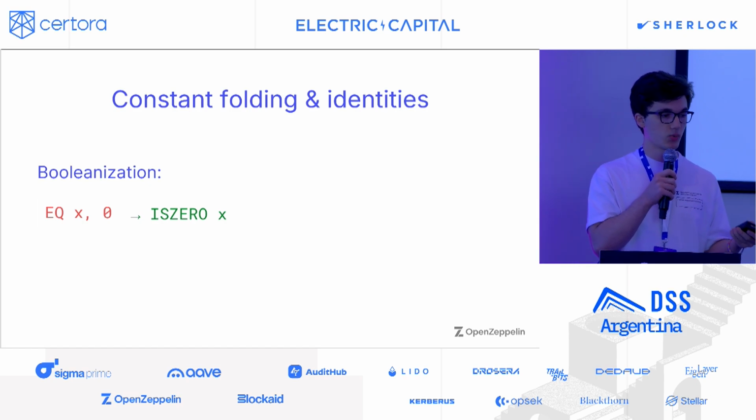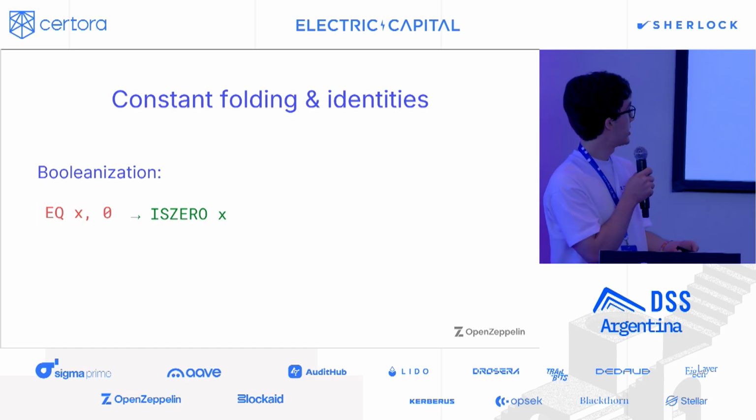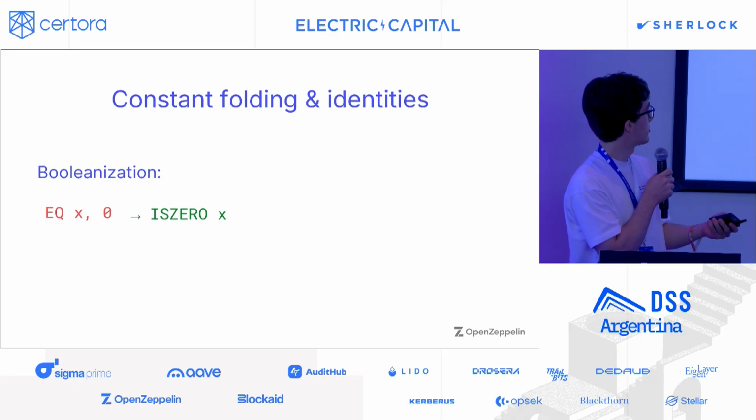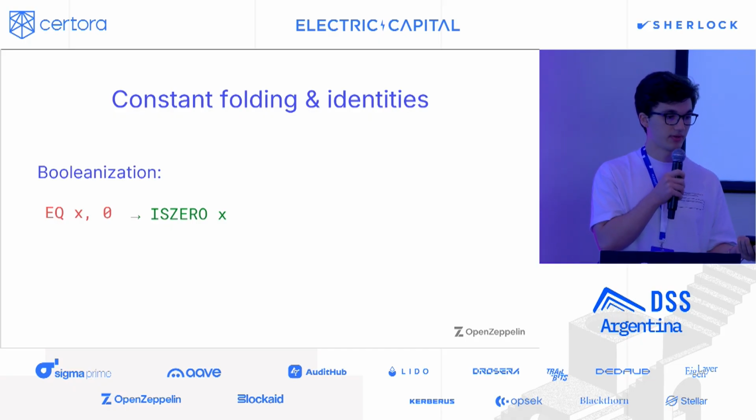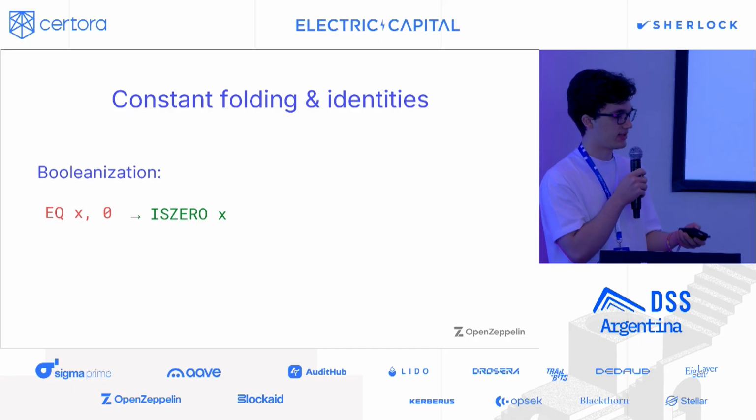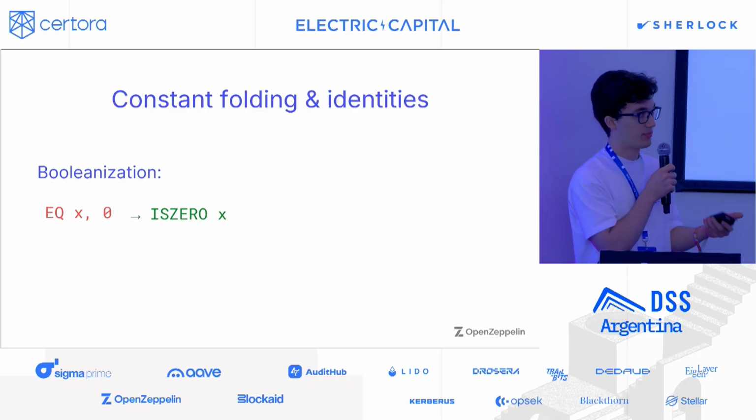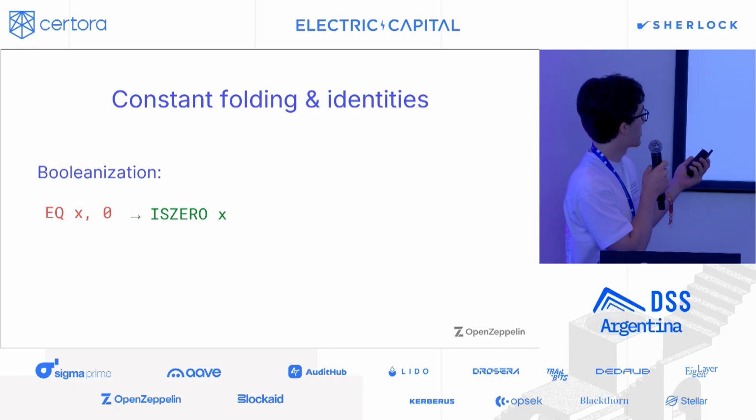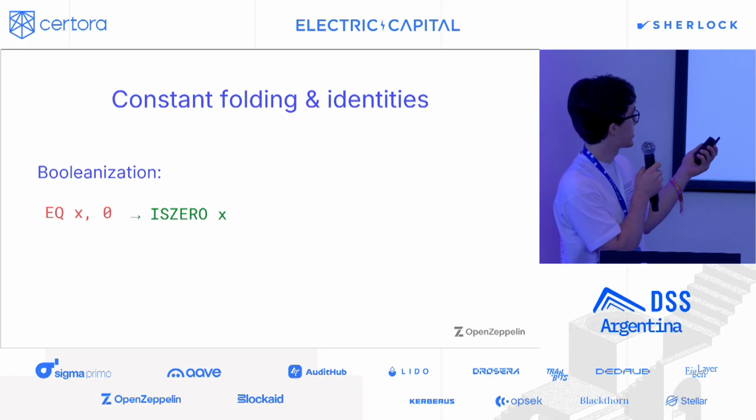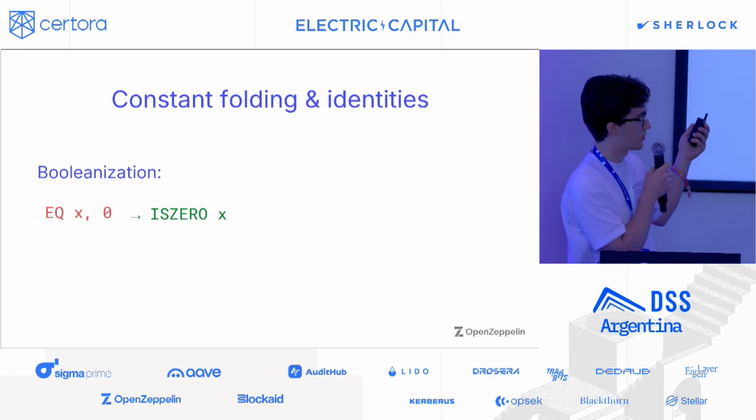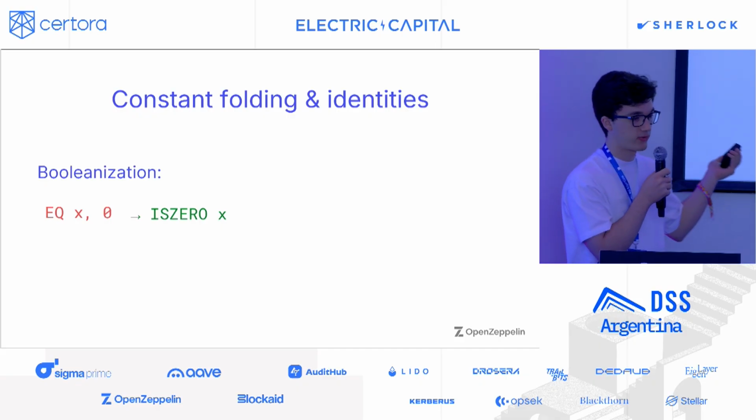For example, checking whether a value is 0 with EQ x and 0 is just simple. The simpler representation is ISZERO x. So the benefit here is simple because we put only one value onto the stack and then perform the opcode, instead of putting two values on the stack and then performing the EQ opcode.